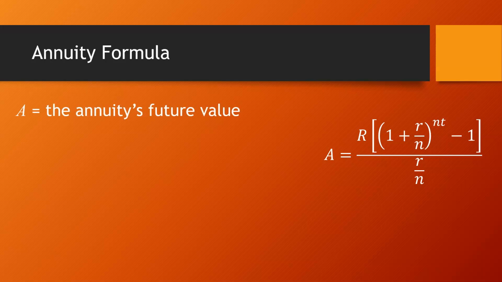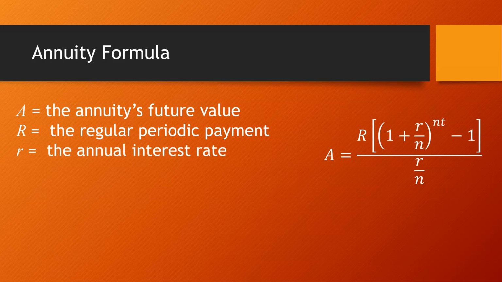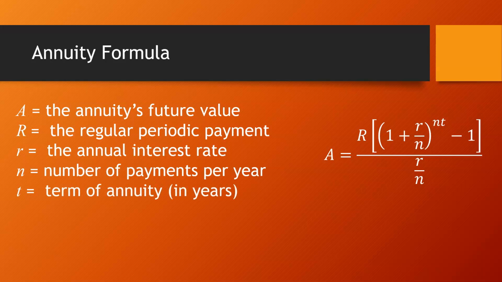When we're working with annuities, we're going to have a pretty complicated looking formula to use. In the formula, A is the annuity's future value. That's how much it's worth at the end of its term. Capital R is the regular periodic payment. So that's how much we're depositing in the annuity on regular intervals. Lowercase r is the annual interest rate, written as a decimal. N is the number of payments per year. And T is the term of the annuity in years. That's how many years we're going to be investing.